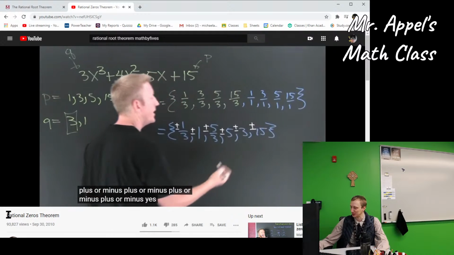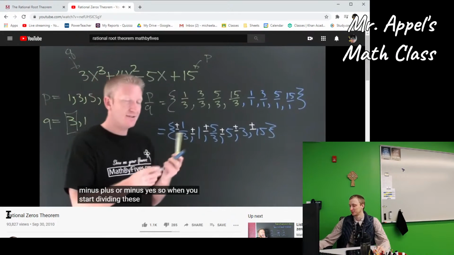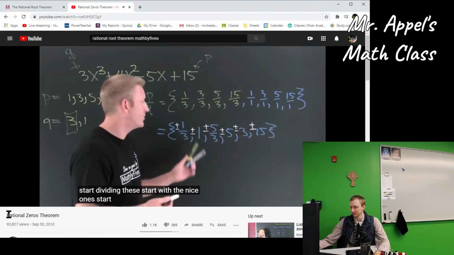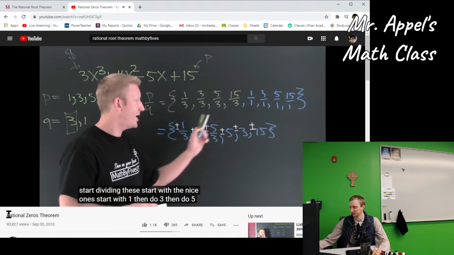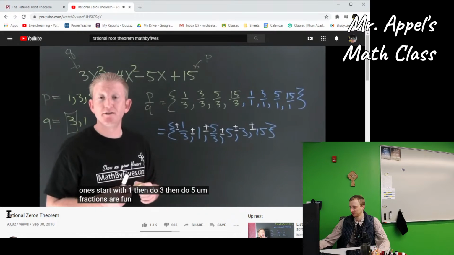Love his delivery on that. Yes. So when you start dividing these, start with the nice ones. Start with 1, then do 3, then do 5. Fractions are fun.